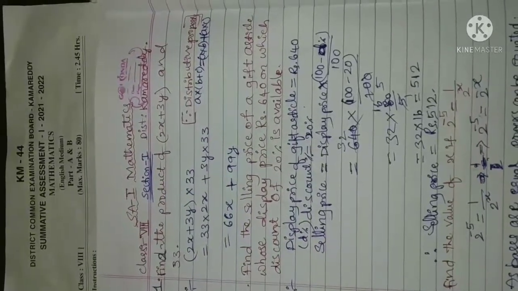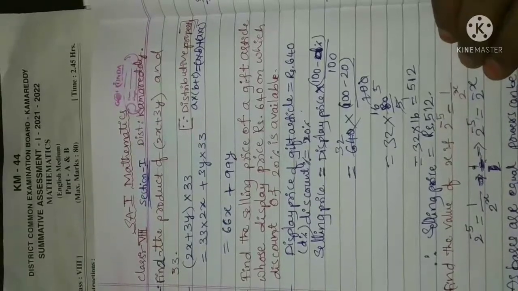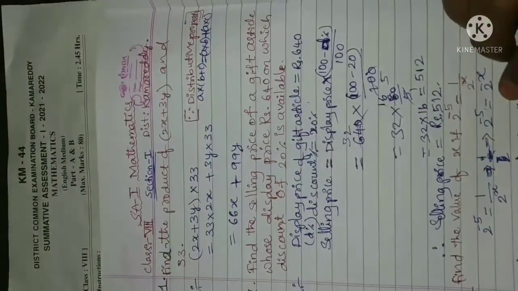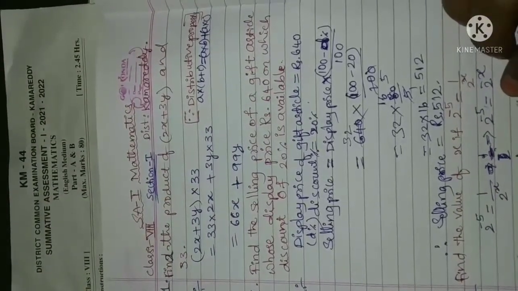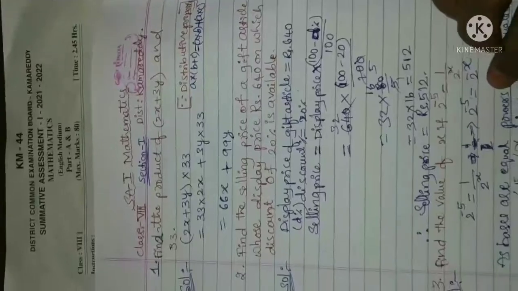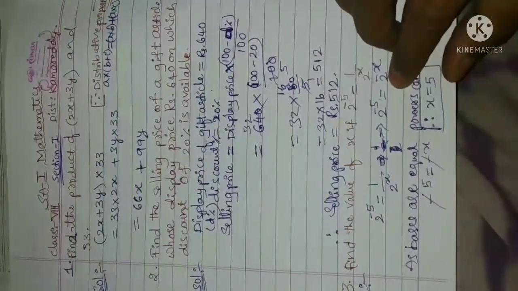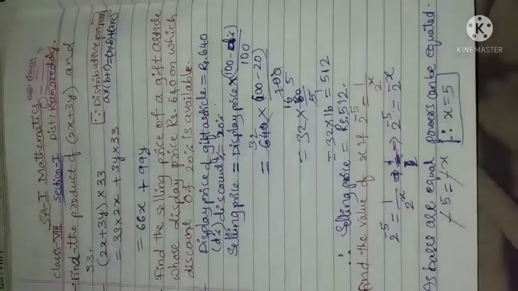Let us discuss the SA1 paper of Kamareddy district, Telangana state, of maths subject, class 8th. First section, first bit. In that first problem, find the product of 2x plus 3y and 33.